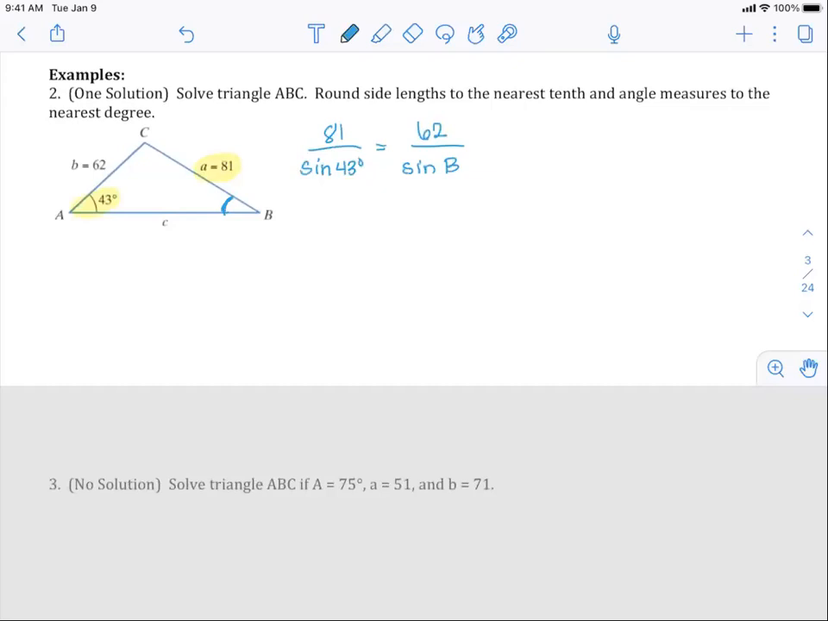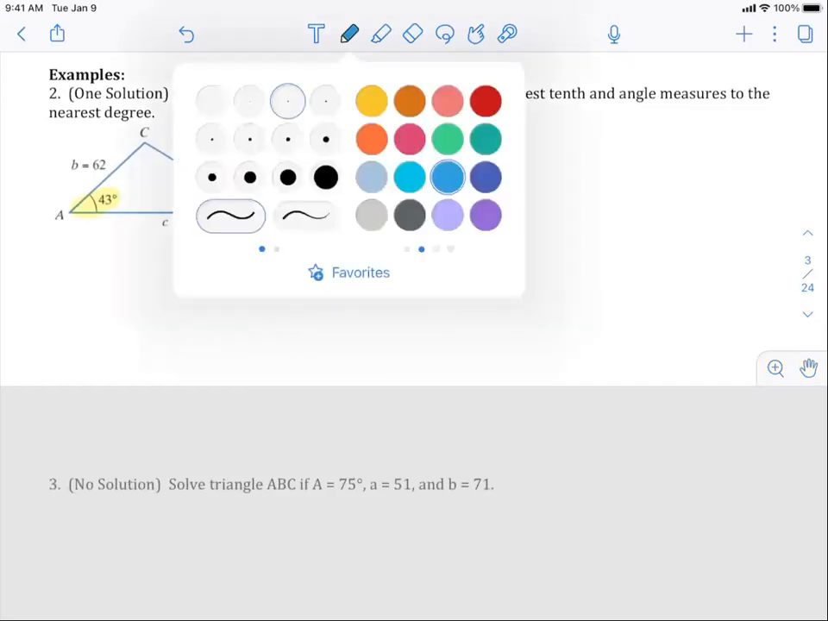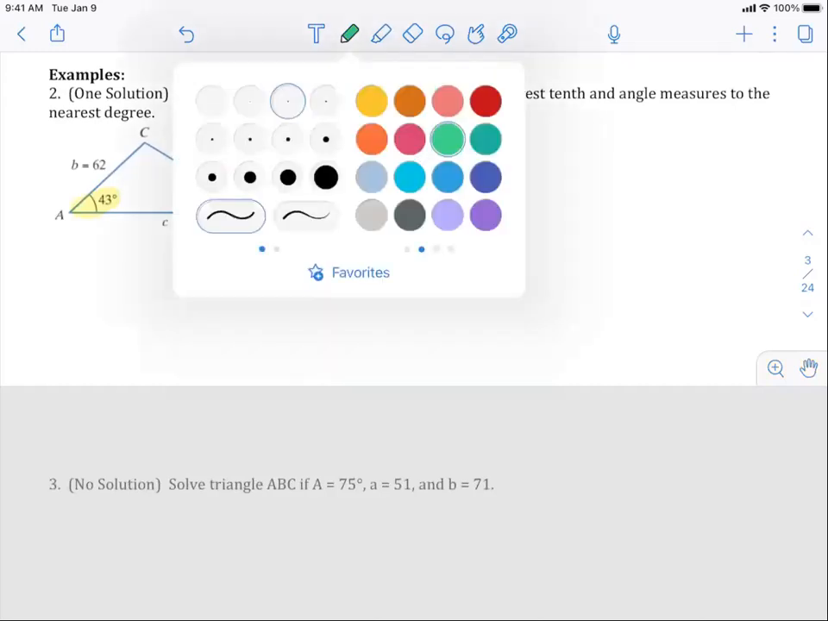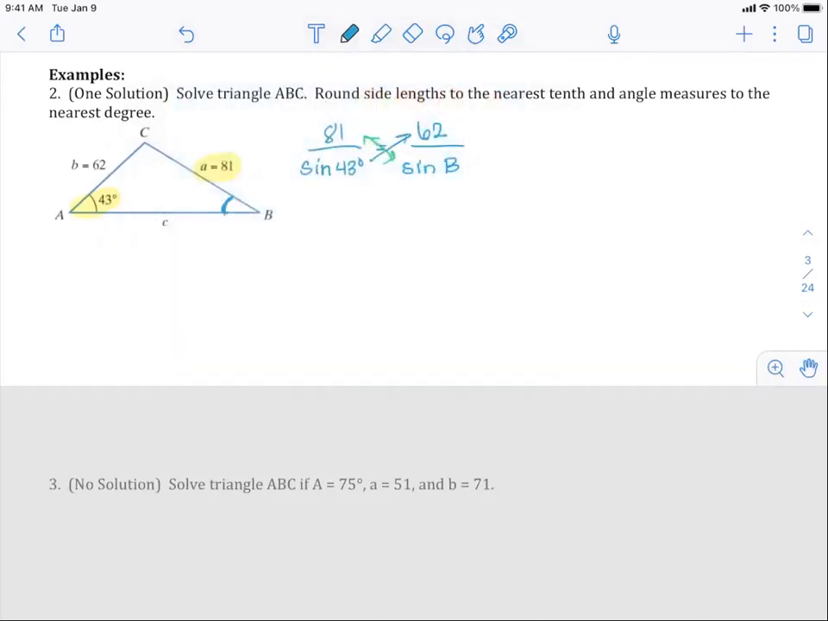All right, so exactly the same way, we're going to cross multiply. And you may have learned this, I know your physics teacher always tells you this: these two are just going to switch spots in the end when you work this out. So we're going to cross multiply here. That gives us 62 times the sine of 43 degrees over 81 because they switch spots.